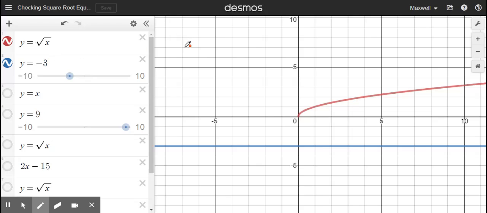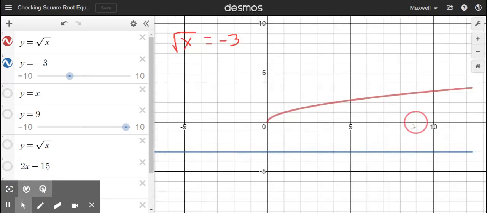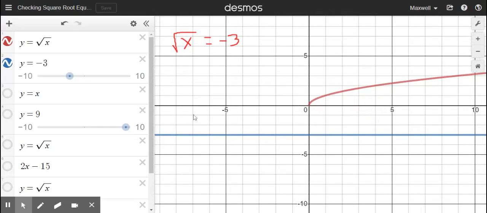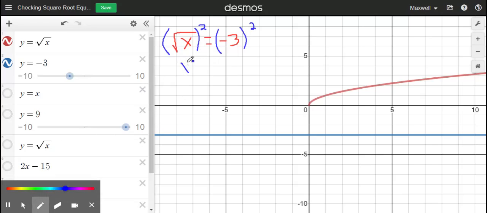So in our first two rows on Desmos here, we see y equals the square root of x and then y equals -3. This is similar to what we saw earlier. We have the square root of x being equal to -3. And that's our equation that we'd be solving. And as you can see on our graph here, we don't have any intersection points at all. So no solutions to this equation. But if we were to square both sides, well, then we would get the result that we have in these two rows, x and 9. So we would have x being equal to 9.